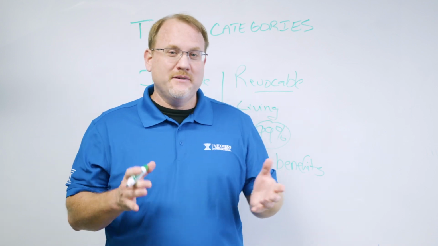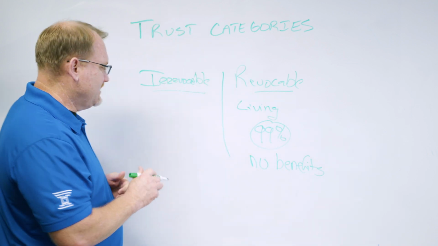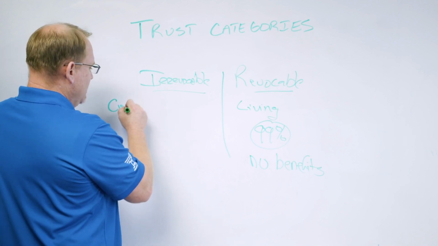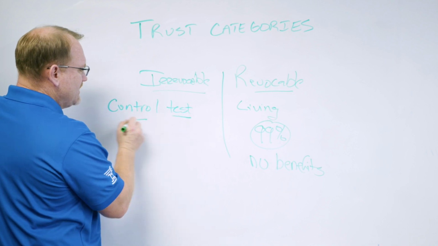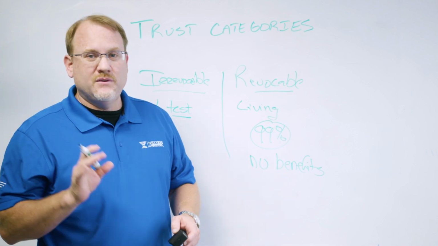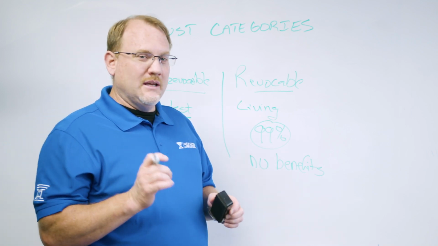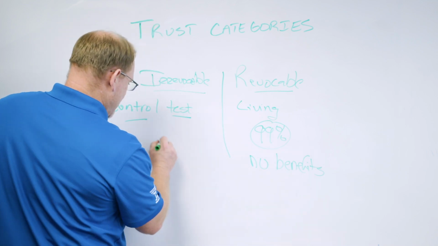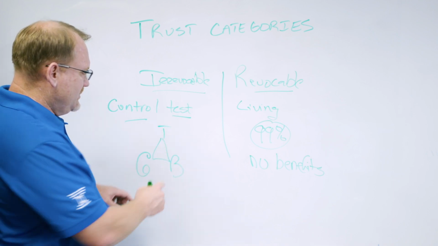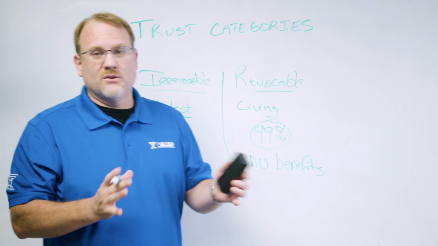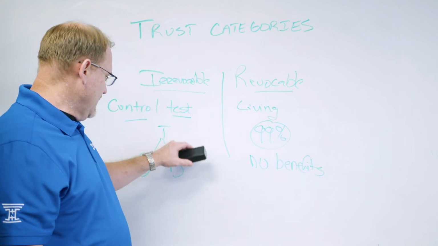Now, the only problem with an irrevocable trust is the IRS has a test called a control test, meaning if your trust is irrevocable, you only get one position in that trust. Let me explain this. You have a grantor, a trustee, and a beneficiary. This is how an irrevocable trust, or any trust, works. Trusts always have at least three people: grantor, trustee, and beneficiary.